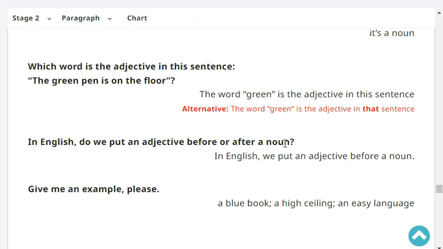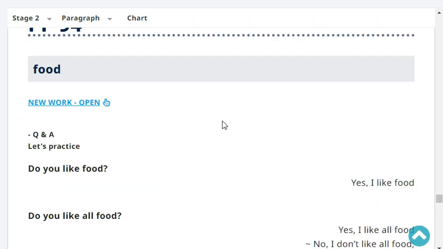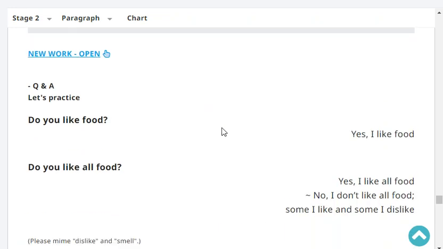Give me an example, please. Some examples: a blue book, a high feeling, an easy language. Very good.